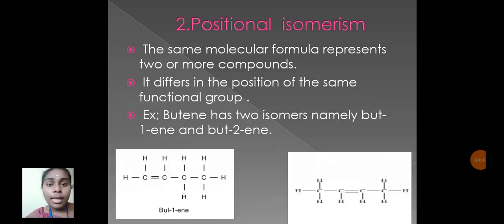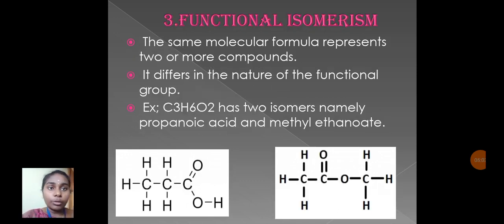Next, positional isomerism. The same molecular formula represents two or more compounds that differ in the position of the same functional group. Example: butene has two isomers, namely 1-butene and 2-butene. Next, functional isomerism. The same molecular formula represents two or more compounds with a different nature of the functional group. Example: C3H6O2, with the isomers propanoic acid and methyl ethanoate.